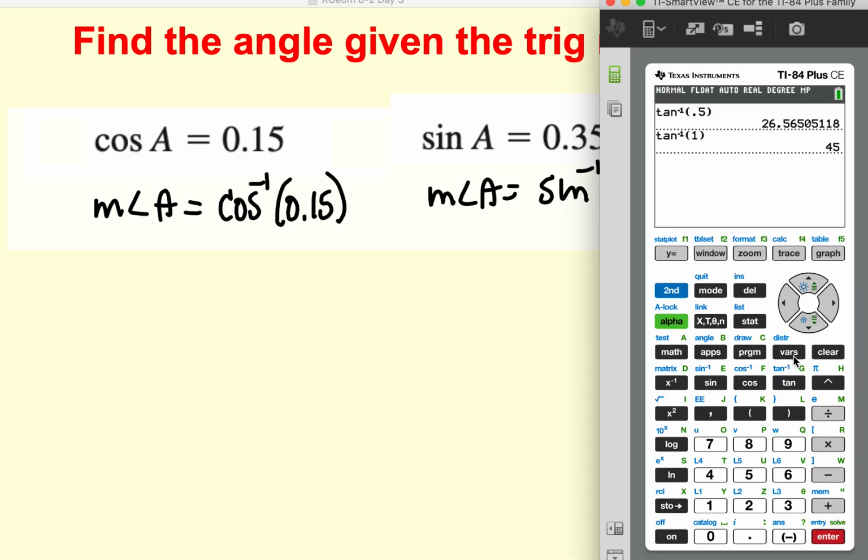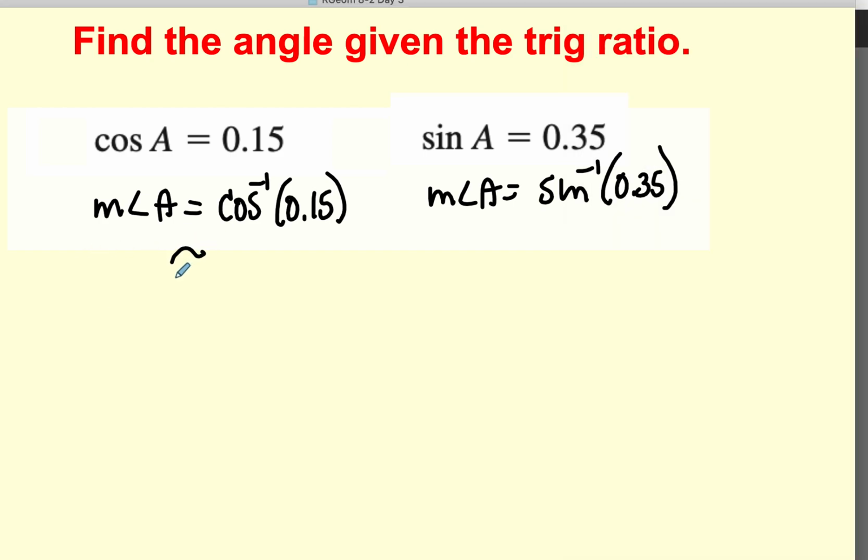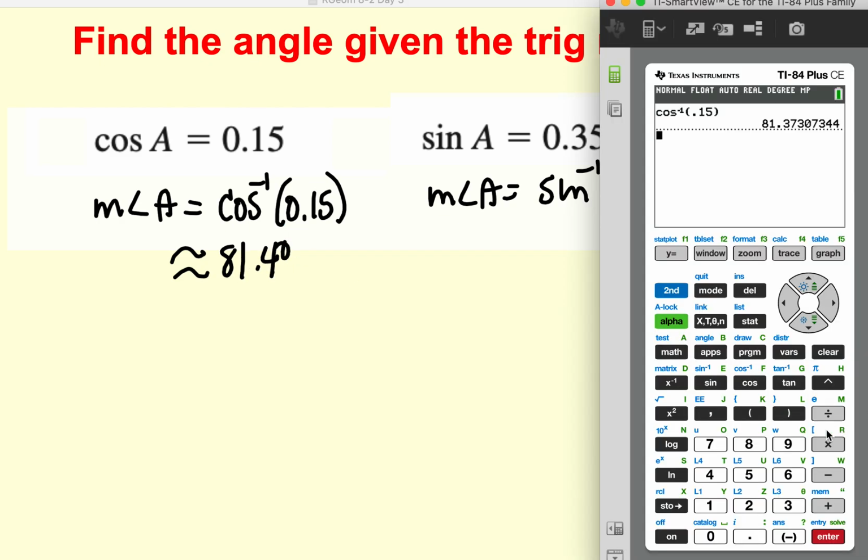So this is going to be, let's clear. Now to do cosine inverse, you're going to do second, and then you're going to press the cosine button, and then put 0.15, and the answer is 81.4 degrees, so approximately 81.4 degrees. Now let's figure out sine inverse of 0.35.